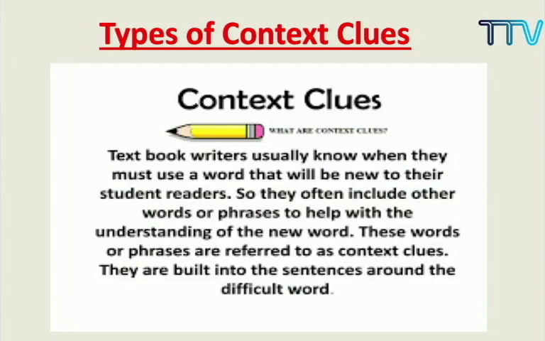The types of context clue. There are different types of context clue. Now let us read this. Textbook writers usually know when they must use a word that will be new to their student readers. They often include other words or phrases to help with the understanding of the new word. These words or phrases are referred to as context clues. They are built into the sentence around the typical word. You remember? So whenever I come across any new words, I try to read all the words which are around.